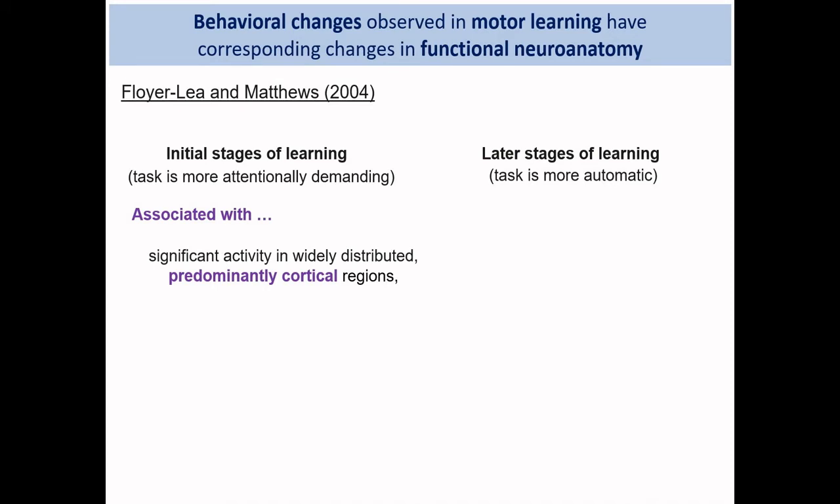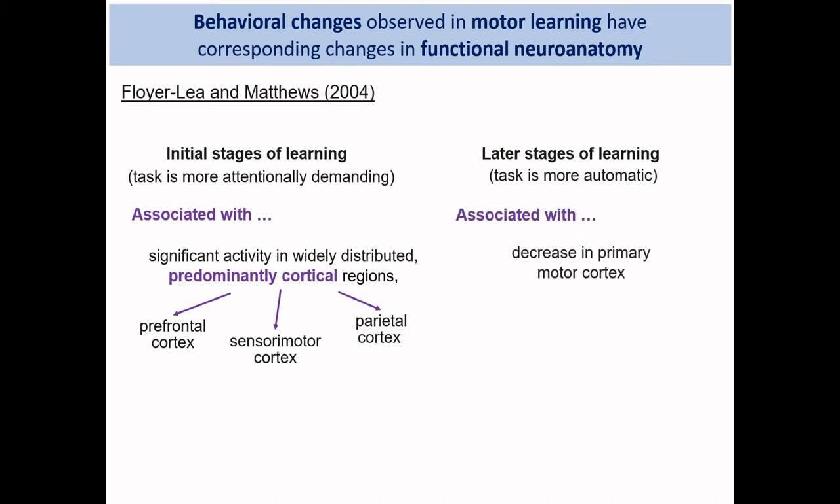Floyerly and Matthews proposed that in the initial stage of motor learning, performing that action will be associated with widely distributed neural activity. They proposed that activity will be predominantly in cortical areas. Consistent with this, they observed significant activity in areas such as the prefrontal cortex, the sensory motor cortex, and the parietal cortex.